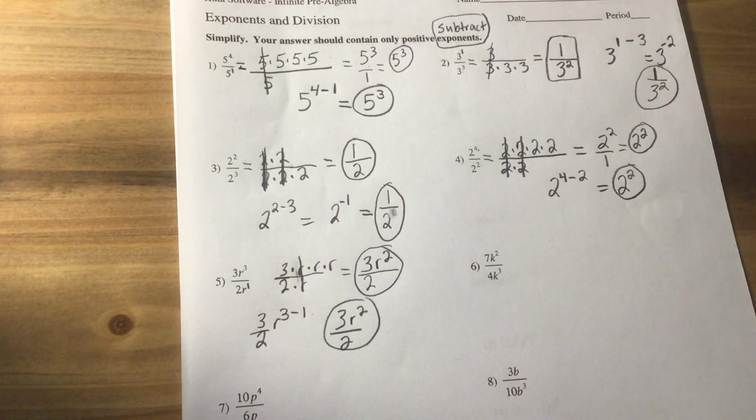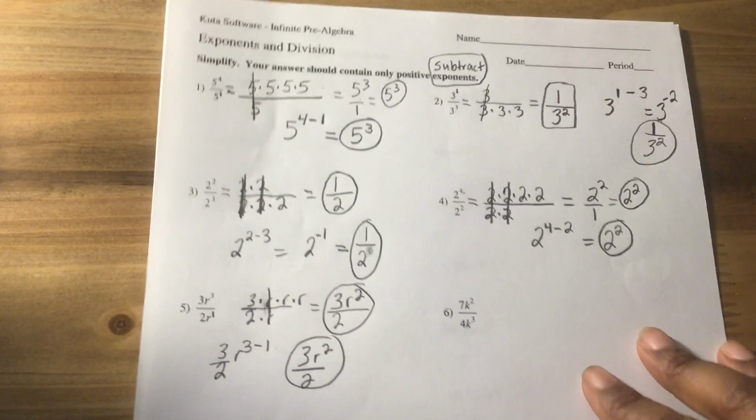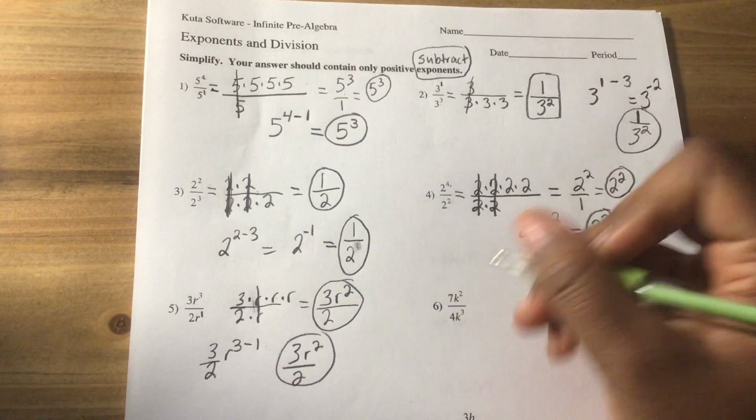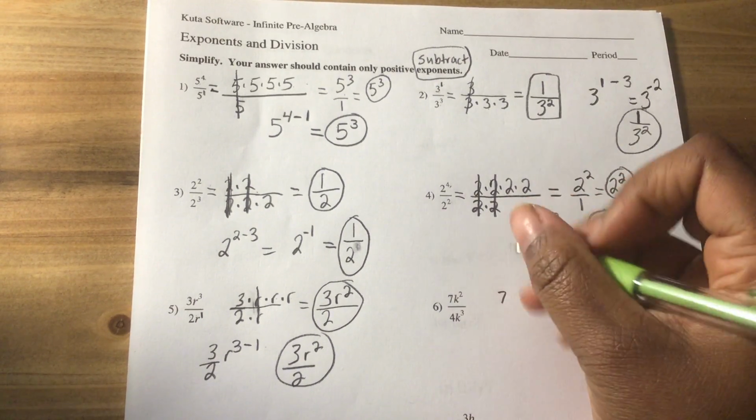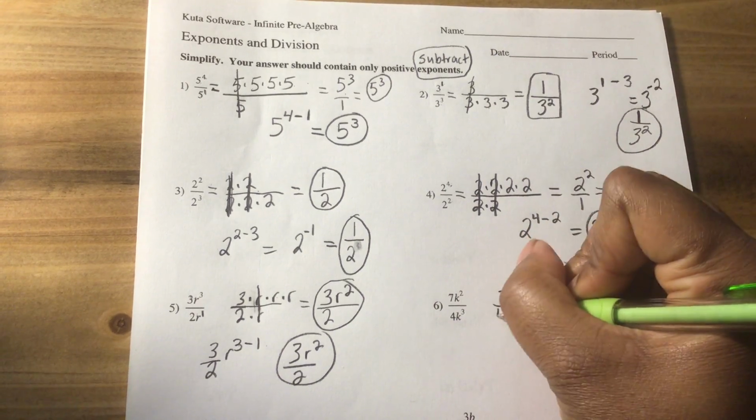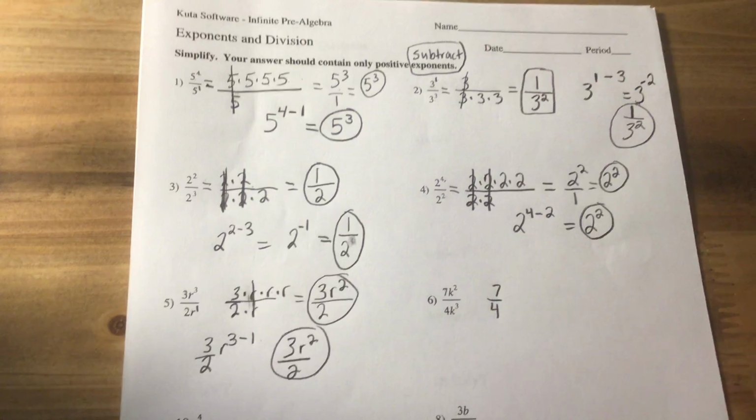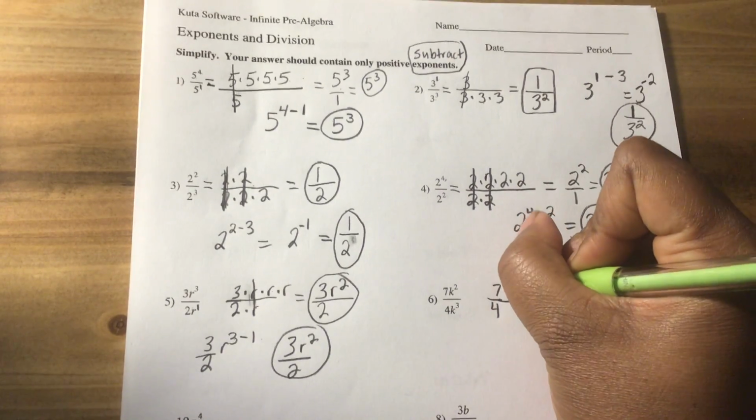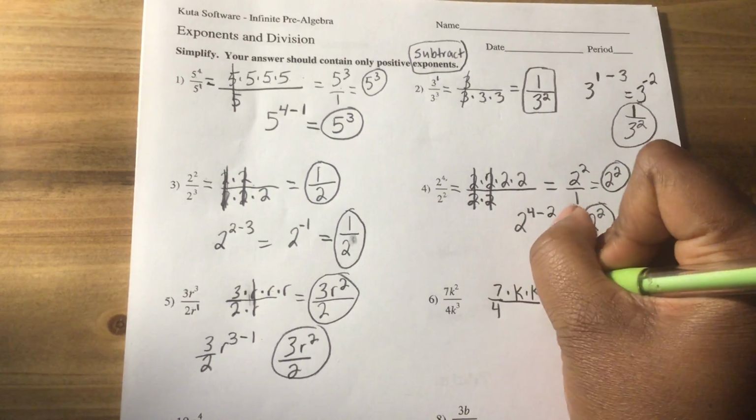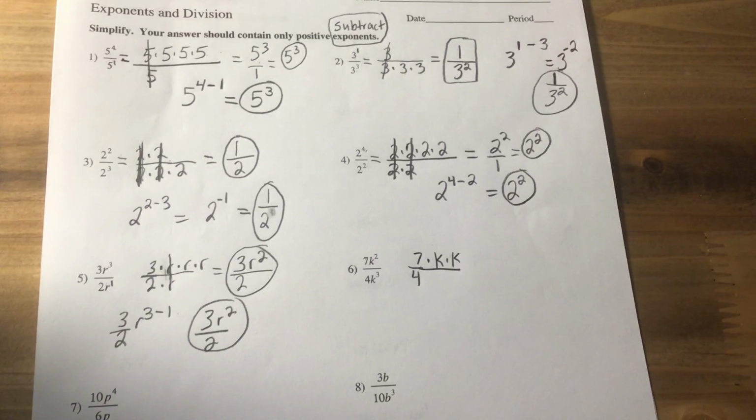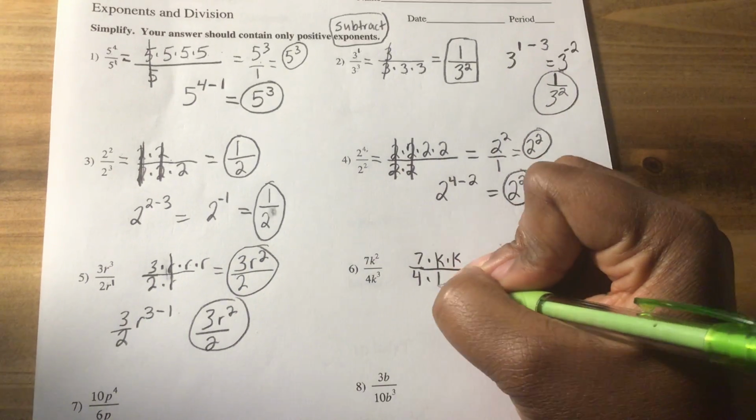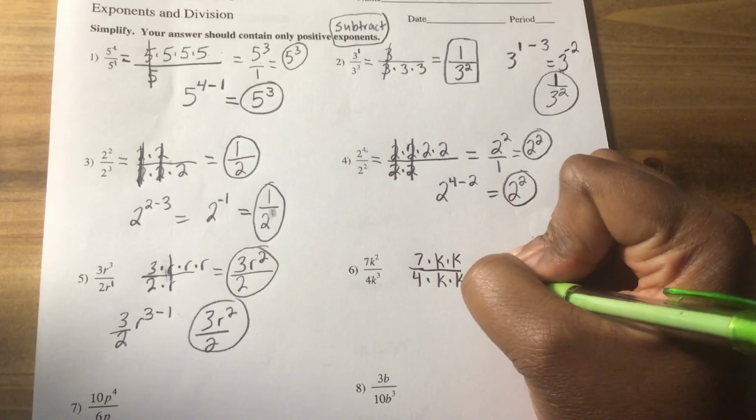All right. Let's do this one. 7 over 4. You can keep it as a fraction. 7 over 4. Okay. Or you can divide and get your decimal. Let's do the expanded form. So this is going to be times K times K. Okay. On the bottom, this is going to be K times K times K.